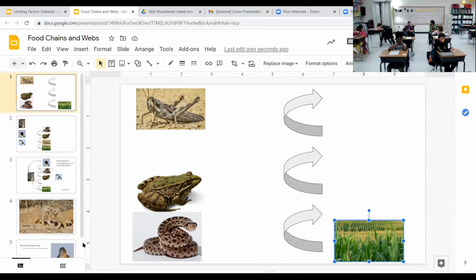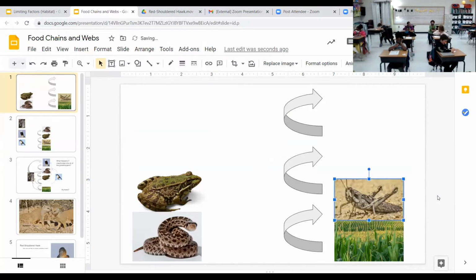Anybody? I see a hand in the far back with the jacket. The grasshopper. Perfect. Yep, I heard grasshopper. So what is our grasshopper? I can't quite hear you all the way in the back, but it's an herbivore, right? Grasshoppers eat plant material. We know that, right? So a lot of insects fill that primary consumer role, or that first level within the chain that's eating the plants.